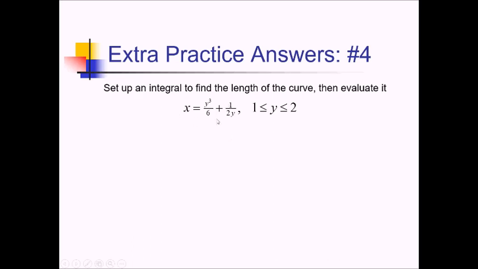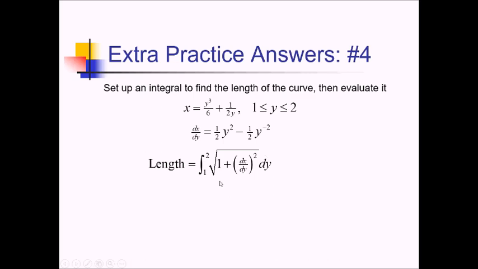Using my power rule, this first term, I'm really having 3 times 1 over 6, so 3 over 6, or 1/2 y cubed. For this next one, I can think of this term as really being 1/2 times y to the negative 1. So the derivative of that would be negative 1/2 y to the negative 2. All right, so there's my dx over dy. Setting up my integral now. I've got the integral from 1 to 2 of the square root of 1 plus dx over dy squared. And we have a dy for the differential.